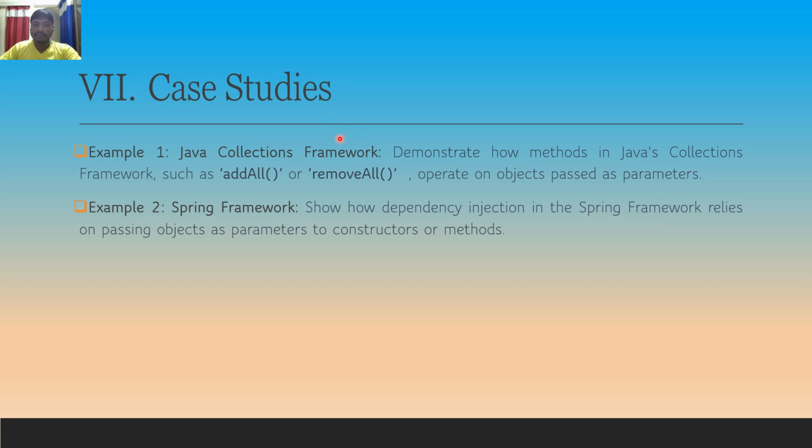There are two case studies we can see. In example one, this is the Java Collections Framework. Here it demonstrates how methods in the Java Collections Framework such as addAll or removeAll operate on objects passed as parameters. Example two, the Spring framework. Show how dependency injection in the Spring framework relies on passing objects as parameters to constructors or methods. We can follow some case studies regarding this as we can see. You can check on your own as well using these examples.